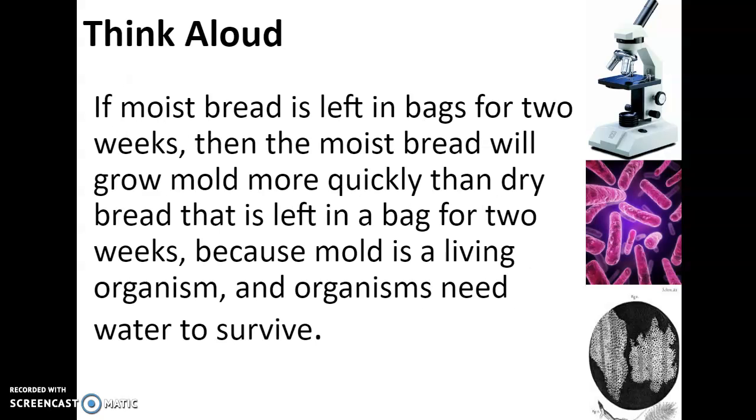So if moist bread is left in bags for 2 weeks, that is our independent variable. Then the moist bread will grow mold more quickly than dry bread that is left in a bag for 2 weeks. We know that portion is our dependent variable because it comes after then.